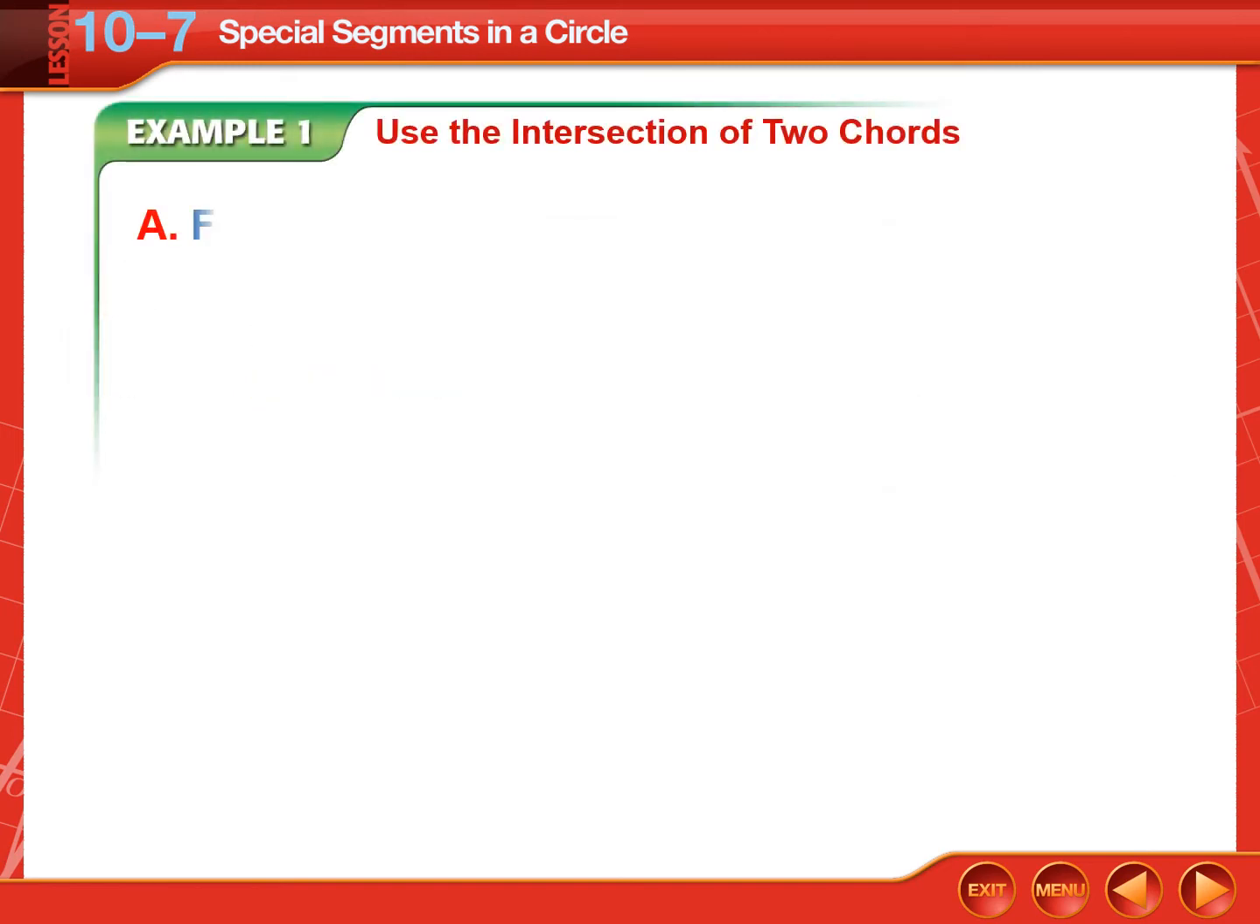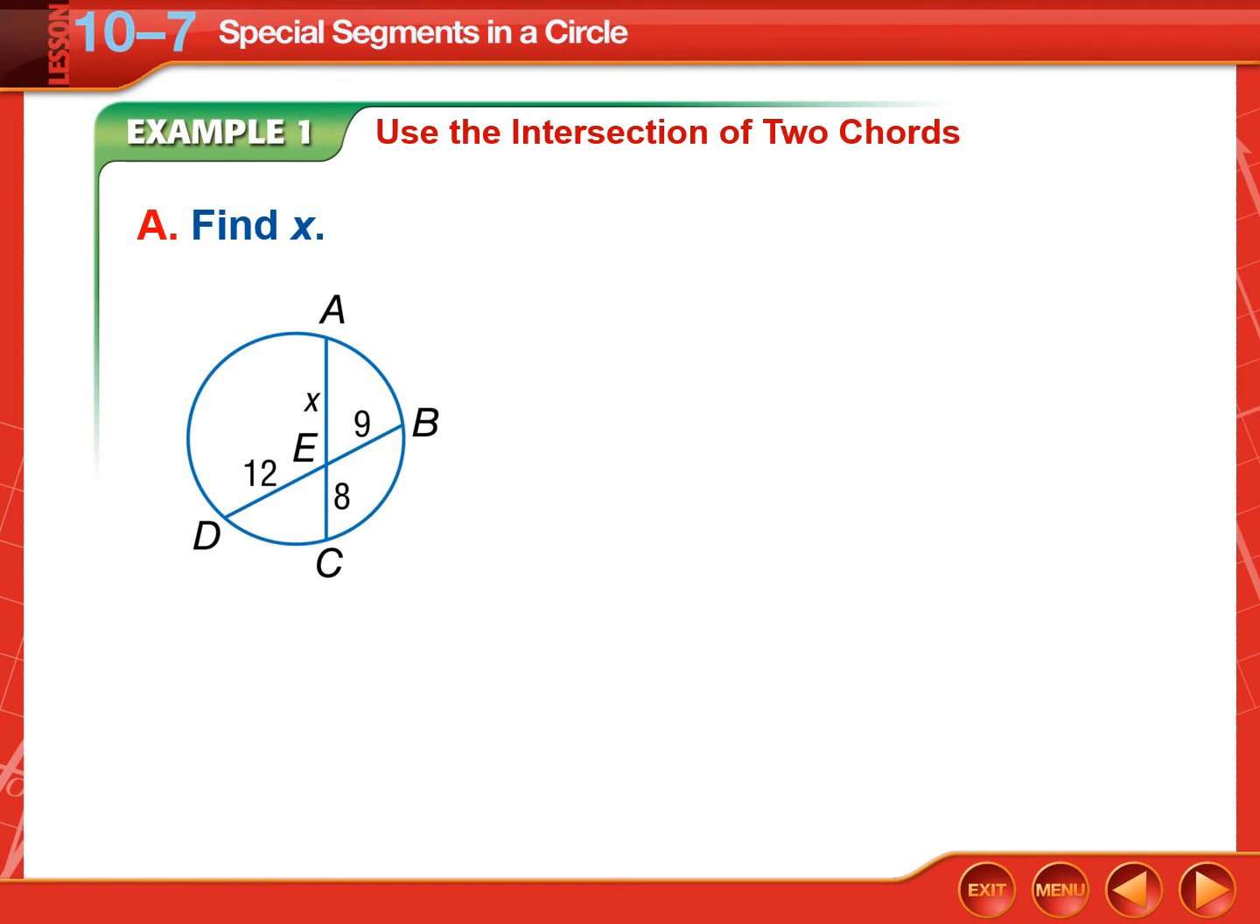So let's look at this one. If we look, 8 and x are on the same line together. And if we look at our next one, 12 and 9 are on the same line together. So our multiplication will be the parts of the two yellow lines need to equal the two parts of the blue line. So we have 8 times x needs to equal whatever 12 times 9 is.